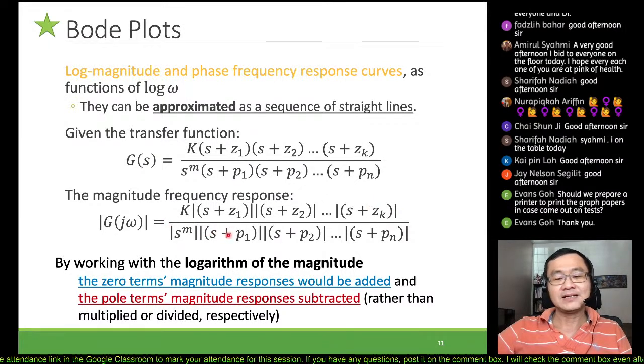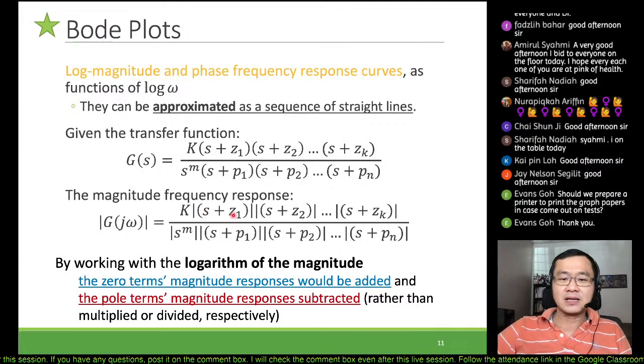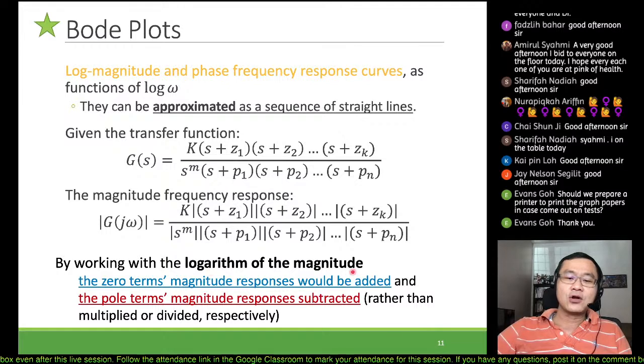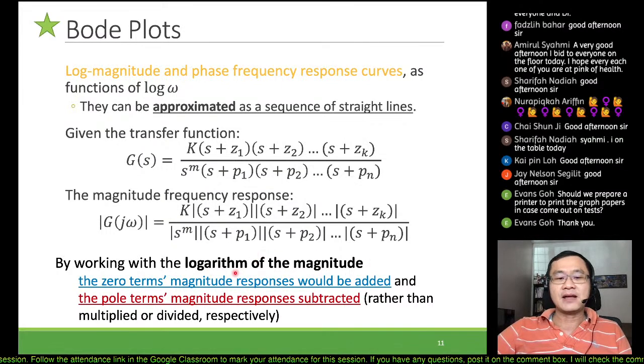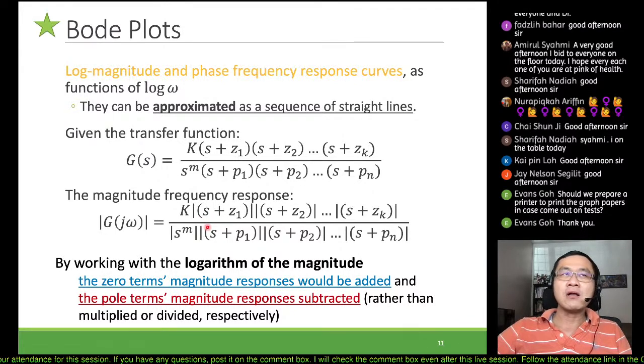so-called terms. So we can actually get the magnitude of the frequency response by taking the magnitude of all these things. That is very straightforward. So here you can see that by working with the logarithms of the magnitude there is an advantage, such that in log functions, instead of multiply and divide, we usually deal with add and minus.